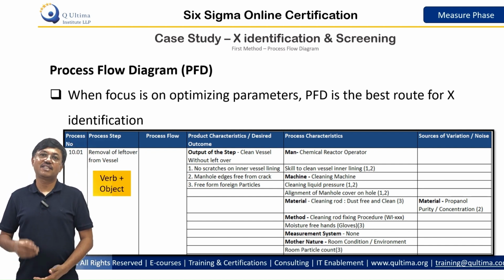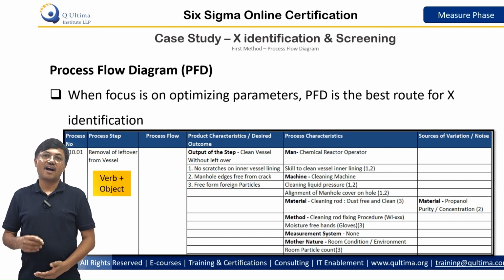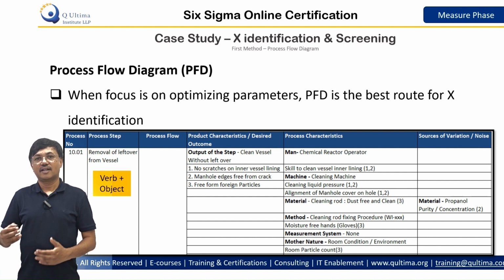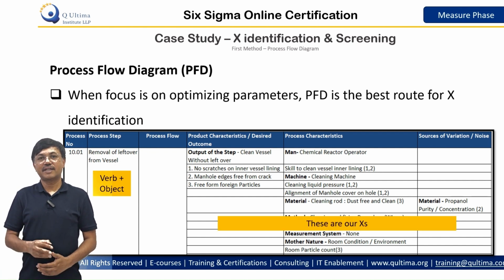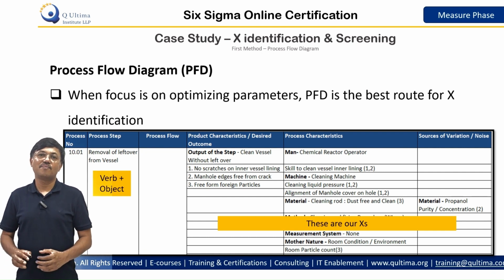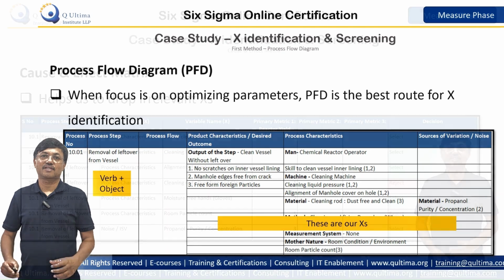Some of these 6M characteristics are not controlled presently. For example, in this case, the team found that propanol concentration was not being controlled. The process characteristics which are not controlled are called sources of variation or noise. Together, product characteristics, process characteristics, and sources of variation form our axes or causes.